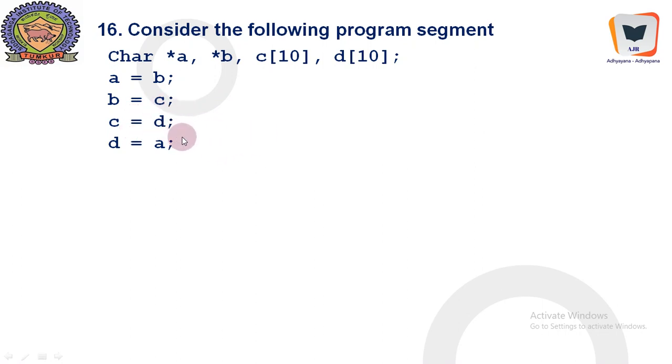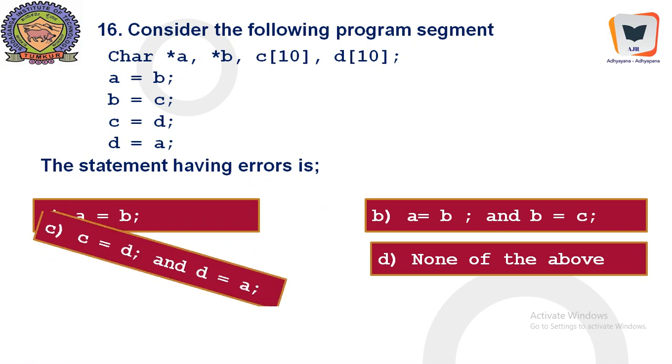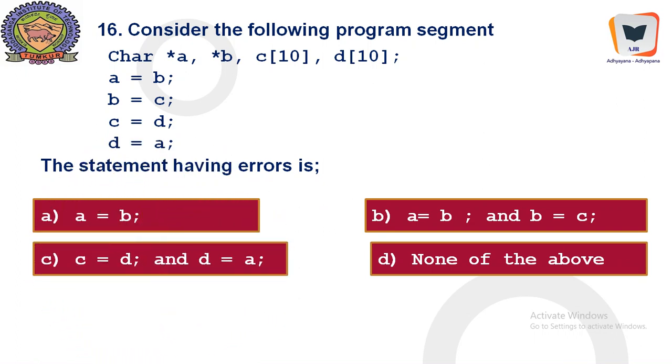C equal to D, no, it doesn't hold good. You can never equate two strings, two string variables. You can just compare them, using a string comparison function. D equal to A is also not permissible. The statements having errors are C equal to D and D equal to A. These two statements have errors.